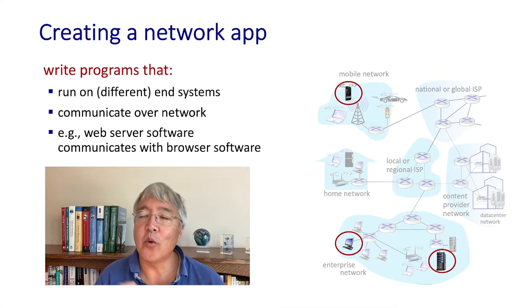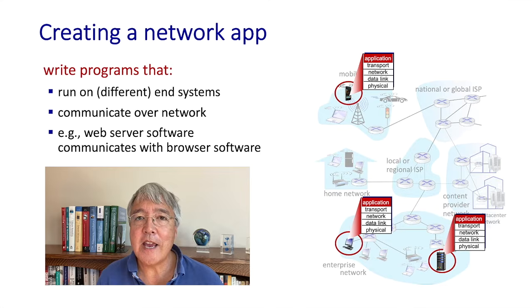All we have to do is worry about two things. First, what are the services provided by the transport layer? And secondly, what does the API, the application layer interface, look like to these transport layer services?